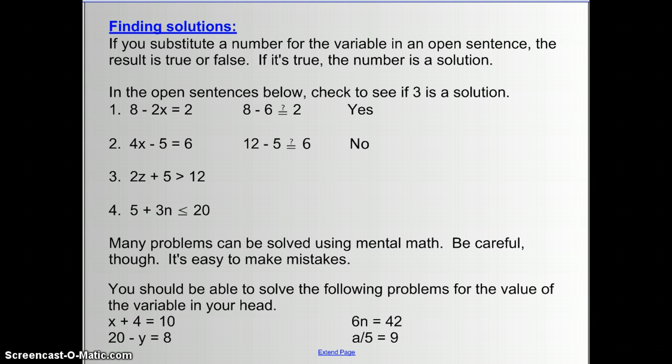You can do lots of these problems with mental math. Be careful, though. It's easy to make mistakes and misinterpret signs. So if you need to, write those steps down.